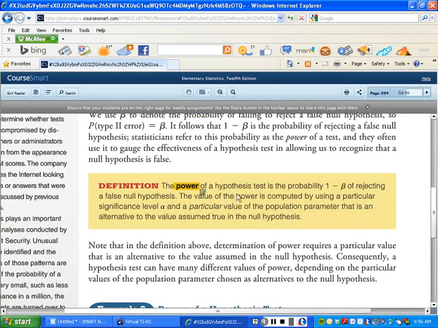All right. With that being said, that will conclude.